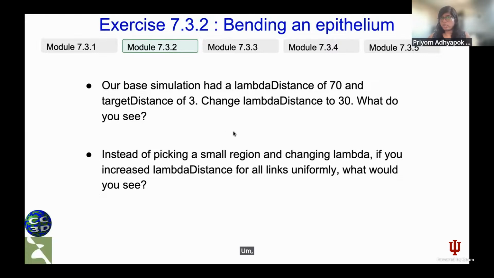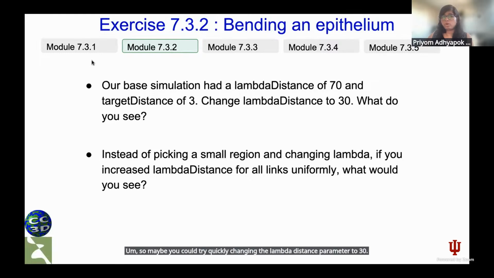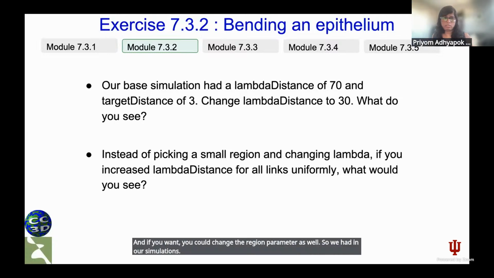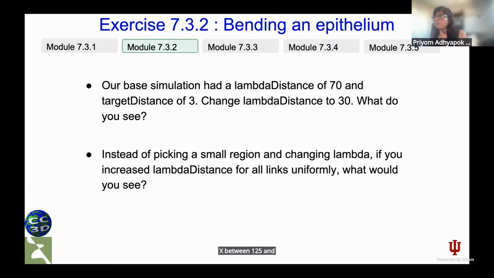So maybe you could try quickly changing the lambda distance parameter to 30 in module 7 underscore 3 underscore 2. And if you want, you could change the region parameter as well. So we had in our simulations X between 125 and 225. Maybe you can set it to 0 to 300 or something.